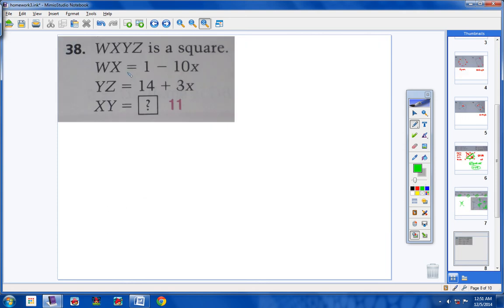Here we go. Okay, they want us to, in the directions, find the length or the angle that they're asking you to find. They want us to find the length of XY. Let's go ahead and draw the square. Here's my square. WXYZ.